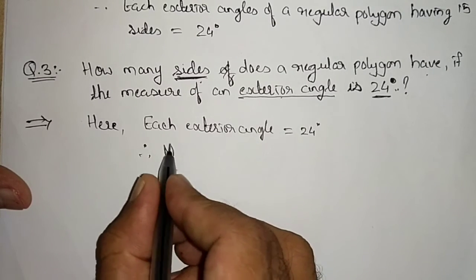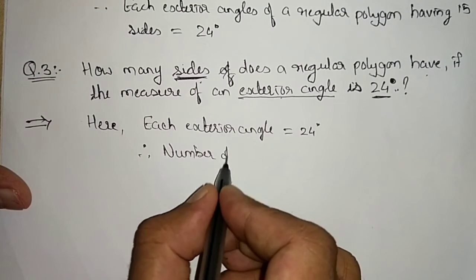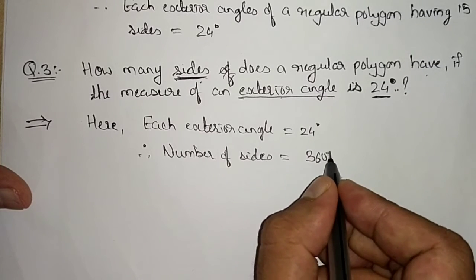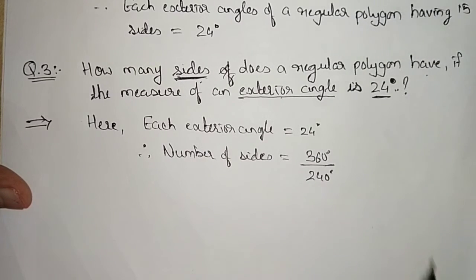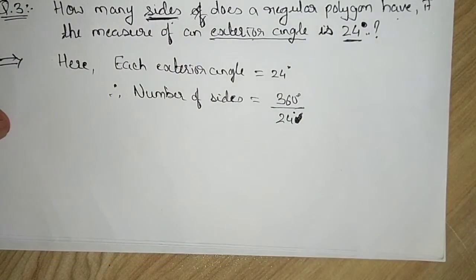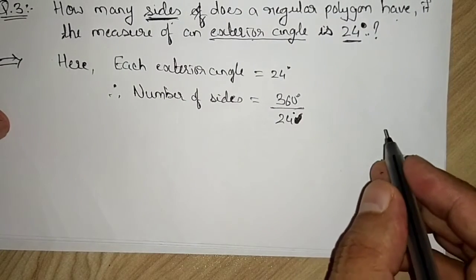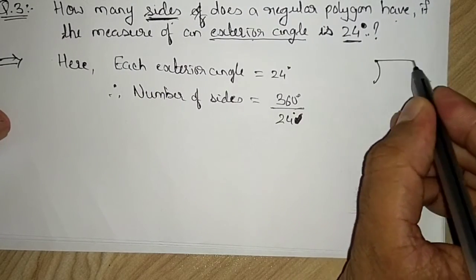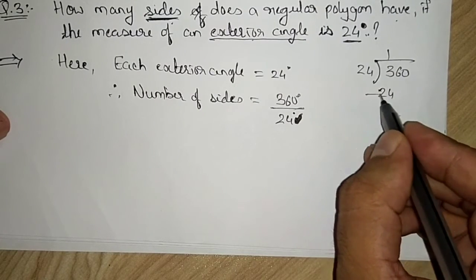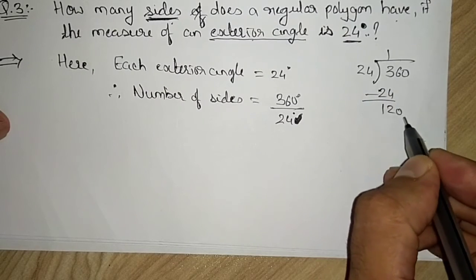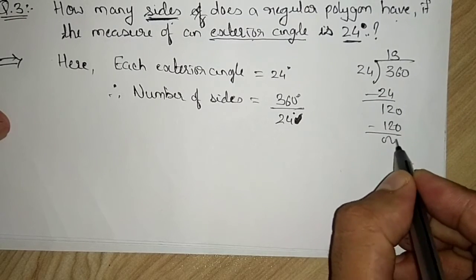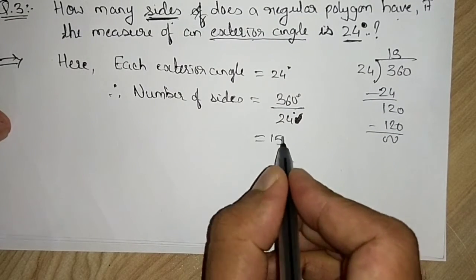Therefore number of sides is equal to 360 degree divided by 24 degree. Sorry, it is 24 degree only. You can divide yourself also by long division. 360 divided by 24. 24 ones is 24, and you will get 12, and 24 5s will be 120. So our answer is 15.